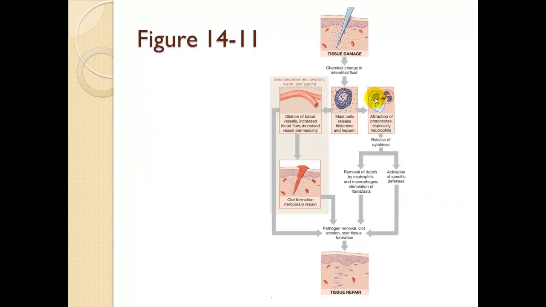All right, so in the figure, tissue damage occurs. The area becomes red, swollen, and painful. There is dilation of the vessels, increased blood flow, and increased permeability. This was brought about by the degranulation of a mast cell, because it released histamine and heparin. It also attracts phagocytes, especially neutrophils. What these things are going to do is ring the first dinner bell. So this degranulation is "come and get it."